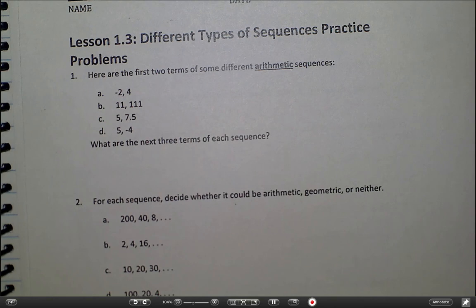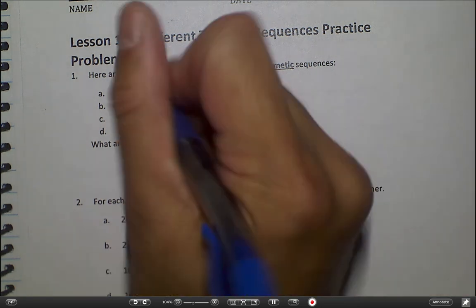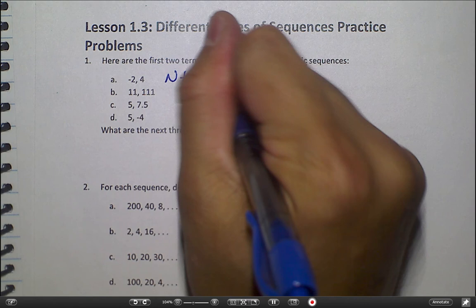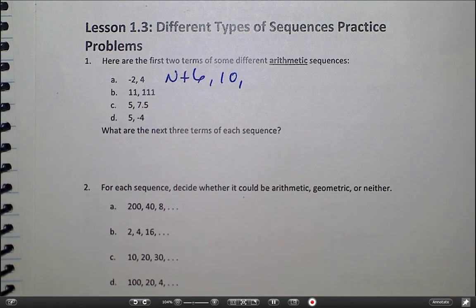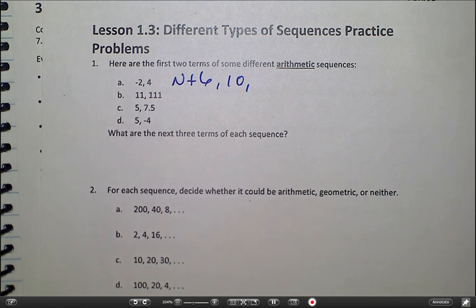So, what are you going to write for this one? It says, what are the next 3 terms of each sequence? What's the next one going to be? Not 12. First, tell me, what is the sequence going to be? How would I write it? Say the whole thing. N plus 6. Thank you. If it's n plus 6, the next one has to be 10. Next one. Yep. Okay. Do you guys understand now? Okay, good.